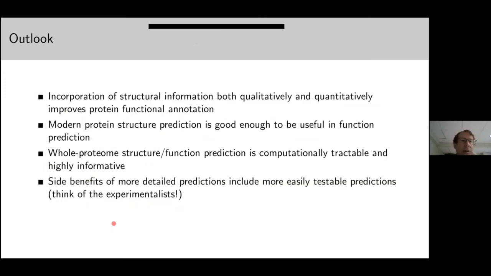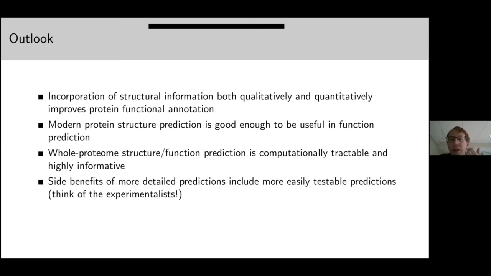So if I put together the insights that we get out of these studies so far, what we see is that, first of all, pulling in structural information gives substantial improvements both in the quantitative performance of predictions in terms of getting GO terms right, and also the qualitative use of those function predictions in terms of giving experimentalists a good starting point.